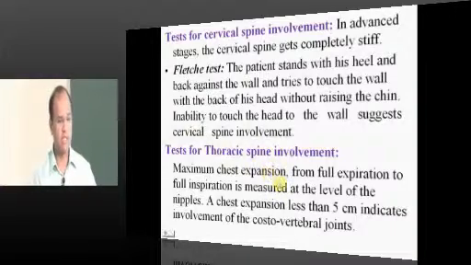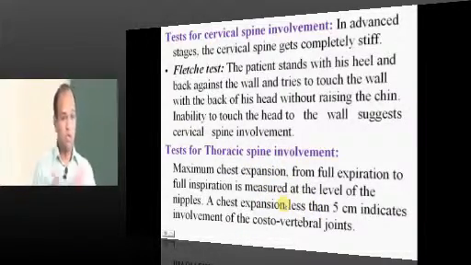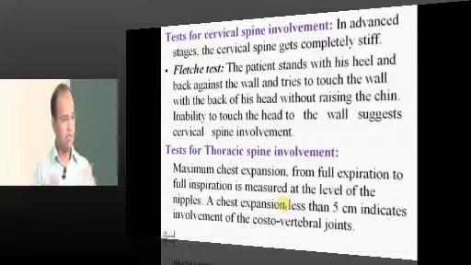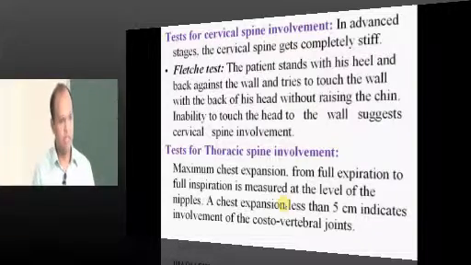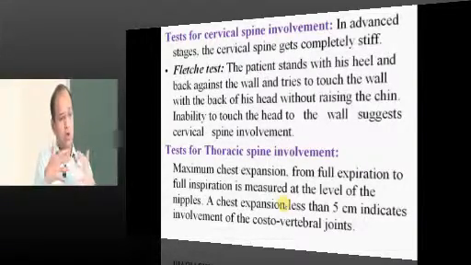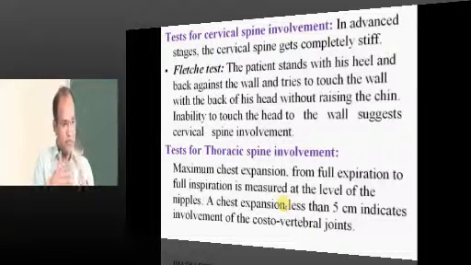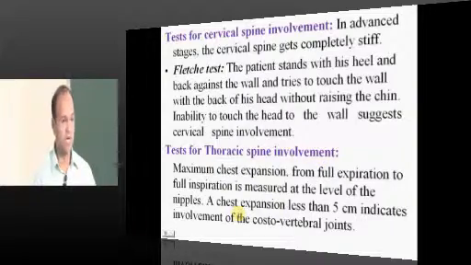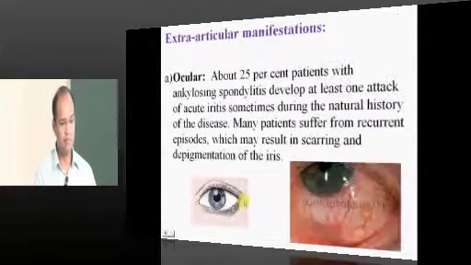Next is the thoracic spine. Once the thoracic spine is involved, the costochondral junctions are fused, and the chest expansion is decreased drastically. Less than 5 centimeters of chest expansion on inspiration means what? It means the chest is not expanding. They are all fused. The costochondral junctions are fused and the chest is not expanding. Most often patients die of these complications, chest complications, right?